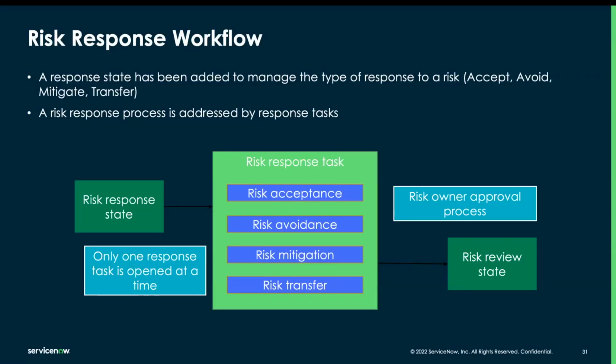Now we have a number of different workflows that are kicked off based off which response you choose. So here we can see how the following acceptance, avoidance, mitigation, and transfer go ahead and change the state, have different approval processes, and create different tasks.